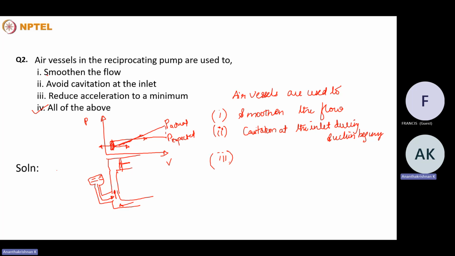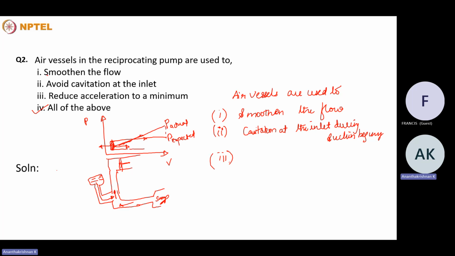To overcome that, the system reduces the actual overall pressure to increase the gauge pressure, thereby increasing the pressure difference for the fluid to come inside from the sump which is placed somewhere else. In this process, the absolute pressure inside the piston cylinder arrangement reduces, and because of that, cavitation arises. So the air vessel acts like a buffer to reduce the acceleration effect to a minimum, thereby preventing the pressure inside the chamber from going below the vapor pressure, and it avoids the cavitation.